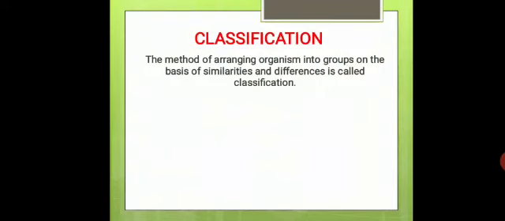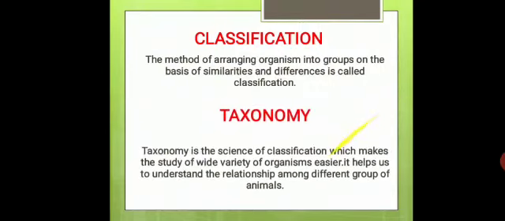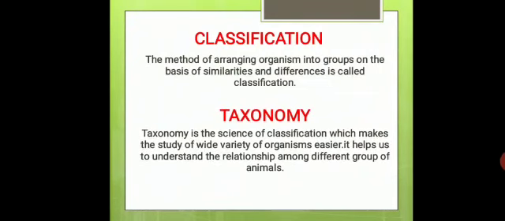So that is classification, which means grouping on the basis of similarities and differences. In science we call it taxonomy. Taxonomy is a classification that makes the study of a wide variety of organisms easier.